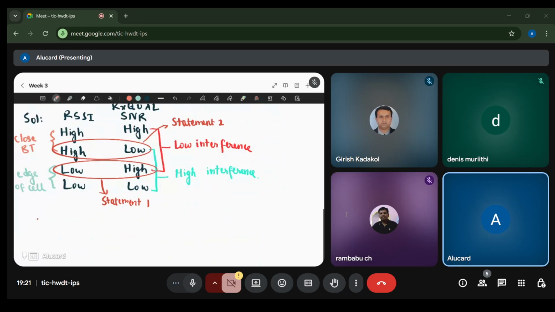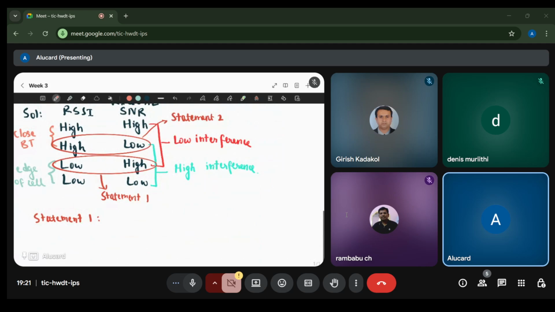So statement 1, maybe I mixed up things a bit. Statement 1 means edge of cell, that is you are far away from your own base station, and low interference. So is it likely that you're at the edge of your cell, but there are no users in your core channels who are using the same frequency?